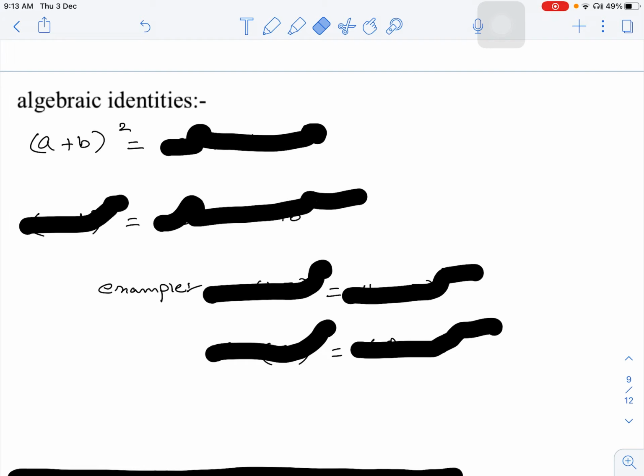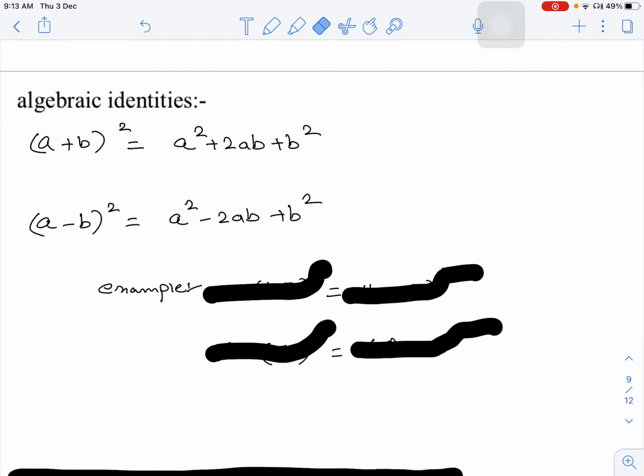These are the identities which we have already learned in the previous classes. For example, we have learned that (a plus b) bracket square can be written as a square plus 2ab plus b square. In other words, first term plus second term bracket square can be written as first term square plus 2 into first term into second term plus second term square. Suppose if we have a minus b, that is first term minus second term bracket square, it can be written as a square minus 2ab plus b square.